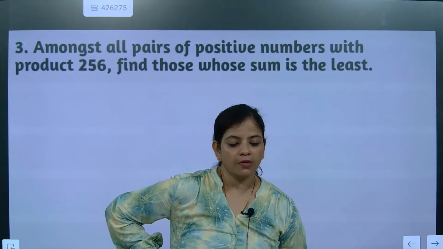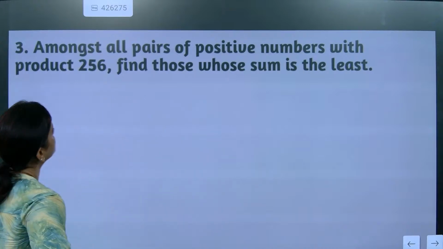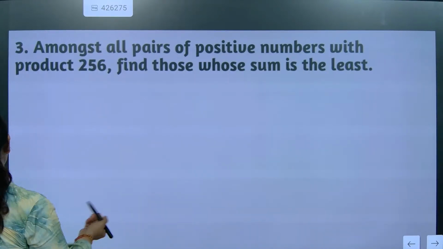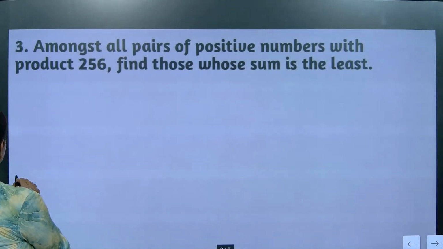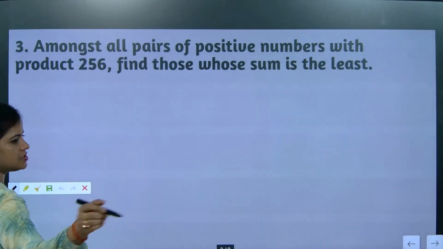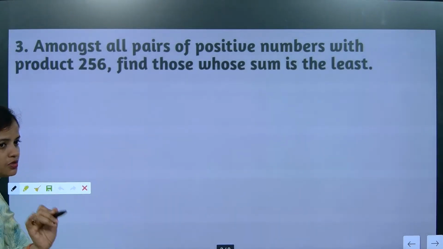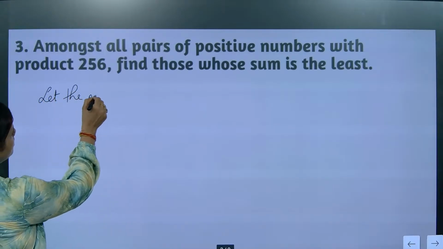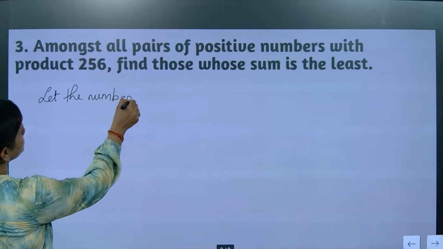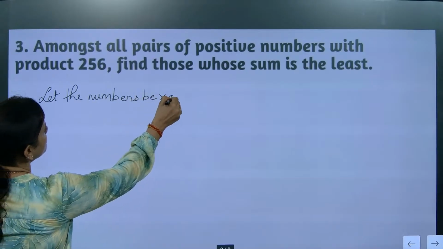Now look here. Among all pairs of positive numbers with this product, so two positive numbers we will take. Start from the beginning, from scratch. Think as if you don't know anything, and then start. So let the numbers be x and y, beta.